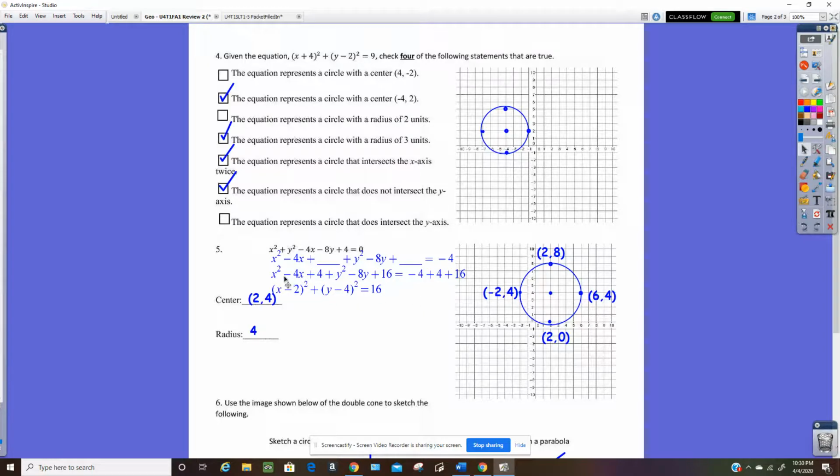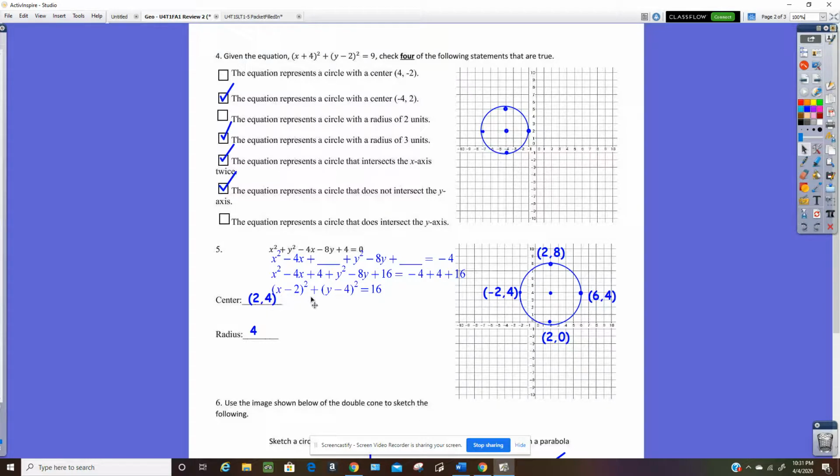And then to get this in the circle form here, the center form of the circle, so I take the square root of x squared is x, square root of 4 is 2, and this is a minus, so you put a minus here. The square root of y squared is y, square root of 16 is 4, and then this is minus, so you put a minus, and then add these together. 20 minus 4 is 16.